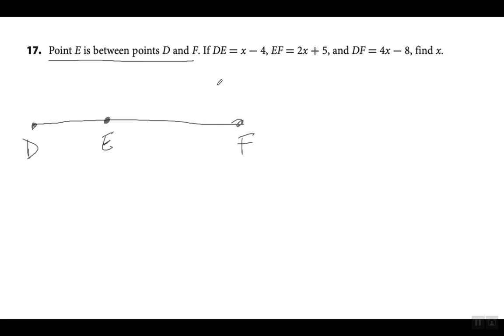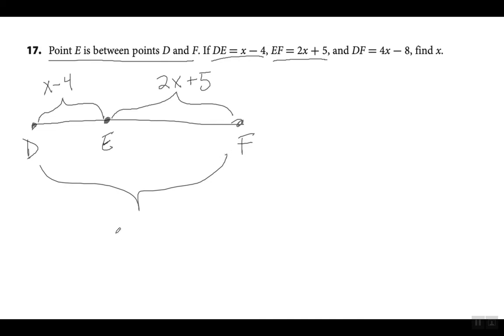You don't have to know how to draw to draw what I just drew, okay? That's pretty simple. Now it says if DE is equal to x minus 4, okay? Let's sketch that. DE is x minus 4. So that's that part right there. EF equals 2x plus 5. And DF, that's the entire thing. DF, the entire thing, is 4x minus 8. Now we have to solve for x. Find out what x equals.